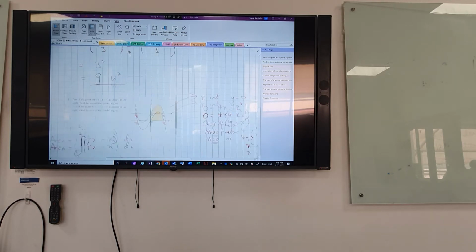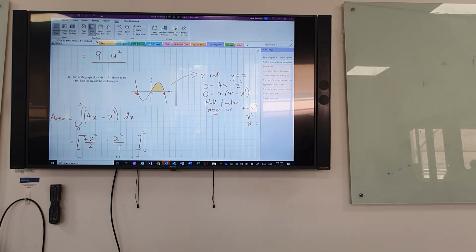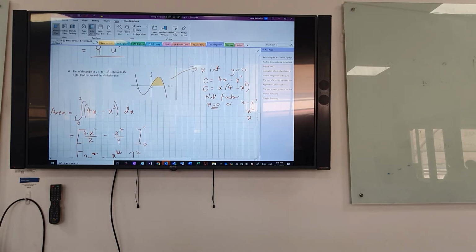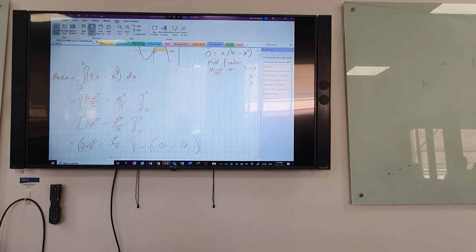People get confused with this one, don't they? Especially if it's from -2 to 0. If you went from -2 to 0, you get -4 as the answer, but the area would be 4. So I call it the absolute area, they call it the signed area. The signed area is the one that can be negative, and the area is always positive. So when they ask for area, it's got to be positive.